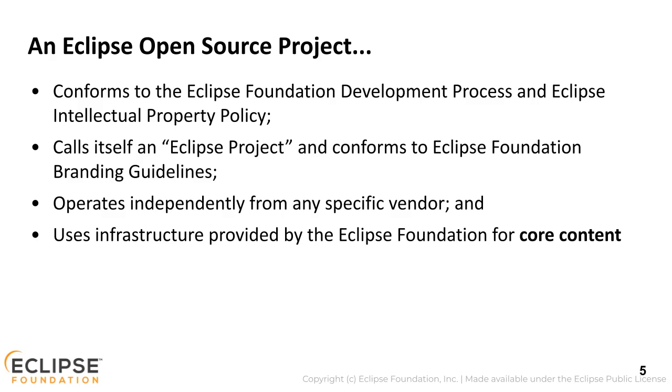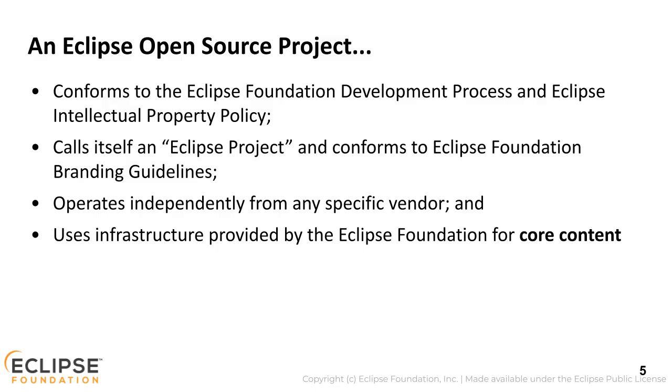So, what is an Eclipse open source project? An open source project is the main operational unit for open source software development at the Eclipse Foundation. An Eclipse project has a team of committers and resources that it uses to implement its scope and goals. Pragmatically, an Eclipse project, or more specifically an Eclipse project team, implements the Eclipse Foundation development process and Eclipse intellectual property policy. An Eclipse project calls itself an Eclipse project and conforms to the Eclipse Foundation's trademarks and branding guidelines.